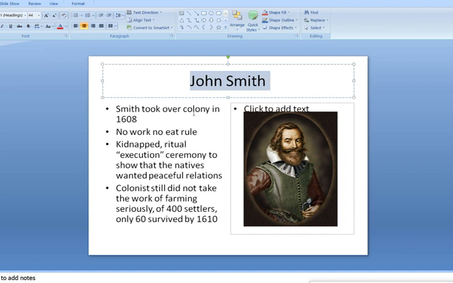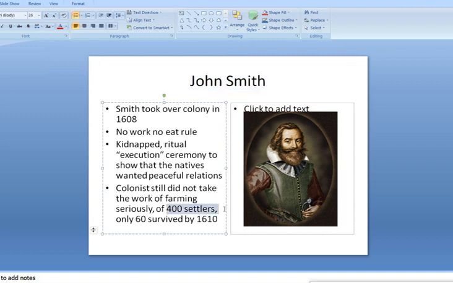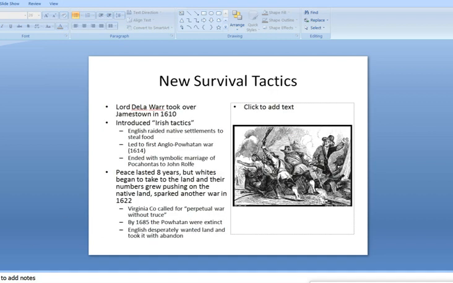Now, John Smith kind of got that idea. He's like, okay. So he worked to try to get his colonists farming. But a lot of them didn't take it seriously. And their colony is still going to struggle. All right? Out of 400 settlers that had arrived by 1610, only 60 survived. 340 had died. So the people are going to want some change.